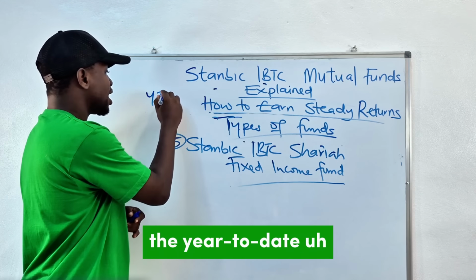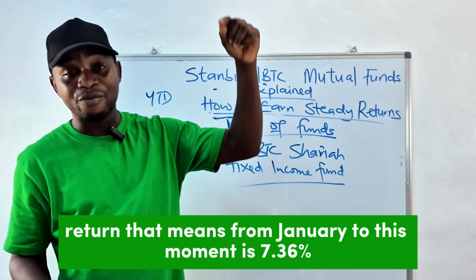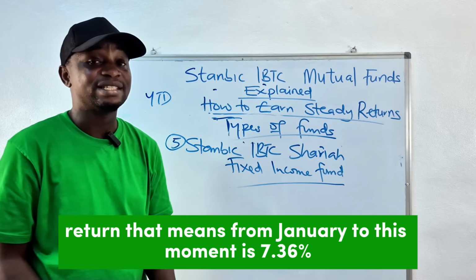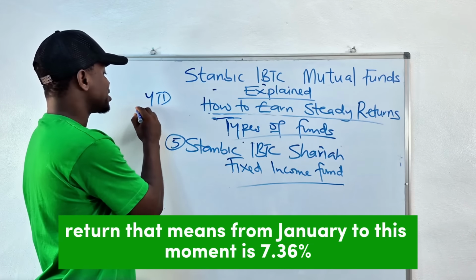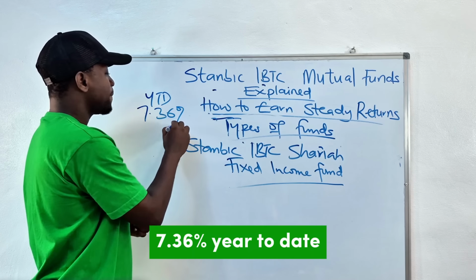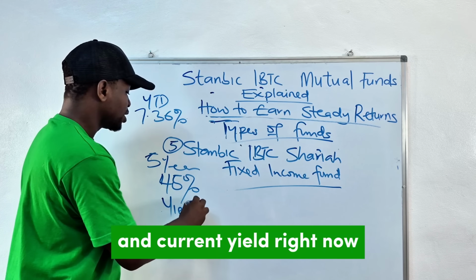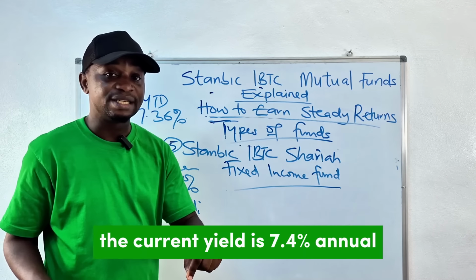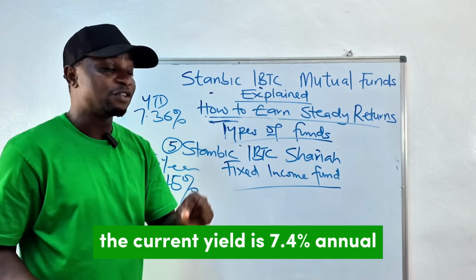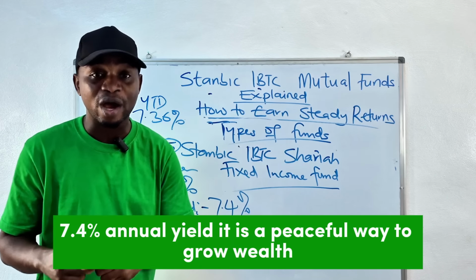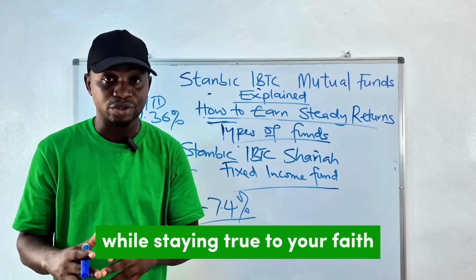The year-to-date return, that means from January to this moment, is 7.36%, while the 5-year return is about 45% cumulative. And the current yield, right now, is 7.4% annual. It is a peaceful way to grow wealth while staying true to your faith.